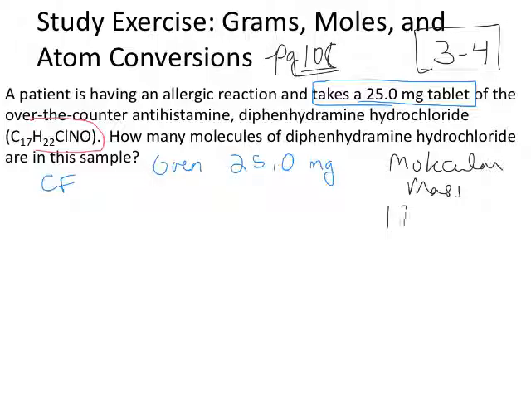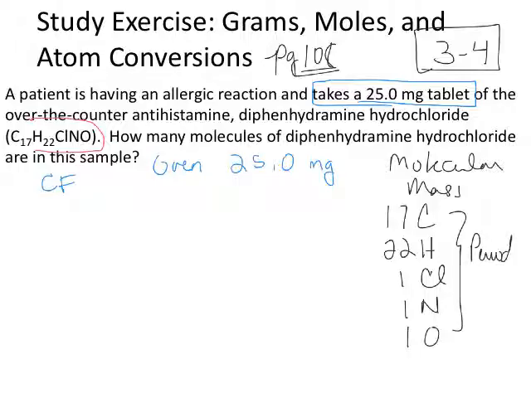And as you can see, you have 17 carbons, you have 22 hydrogens, you have 1 chlorine, you have 1 nitrogen, and you have 1 oxygen. And we're going to look at that in a minute because I bet you the question is going to ask for that. And you're going to get those molecular masses, the grams per mole, from the periodic table.